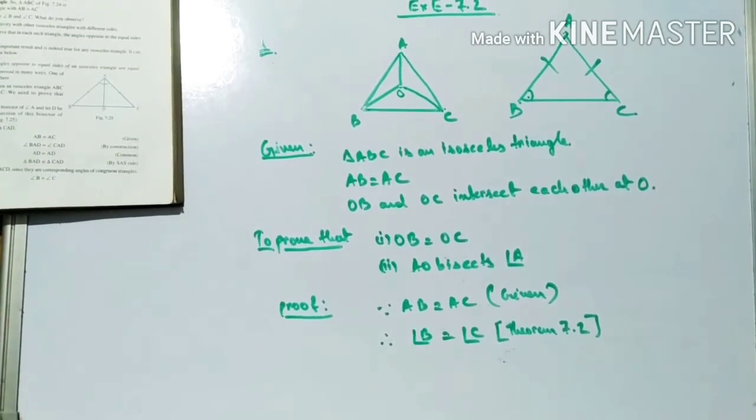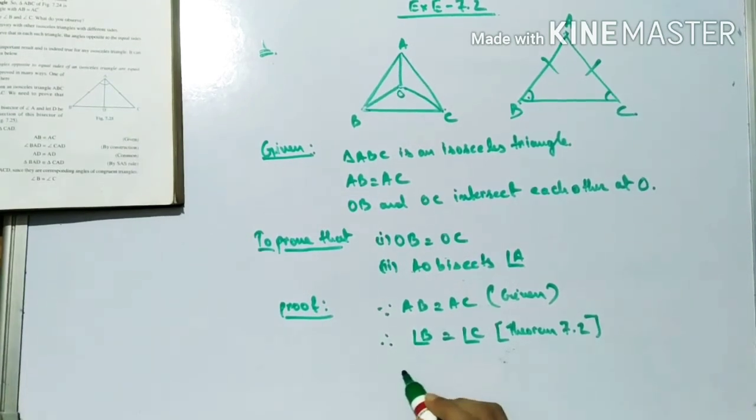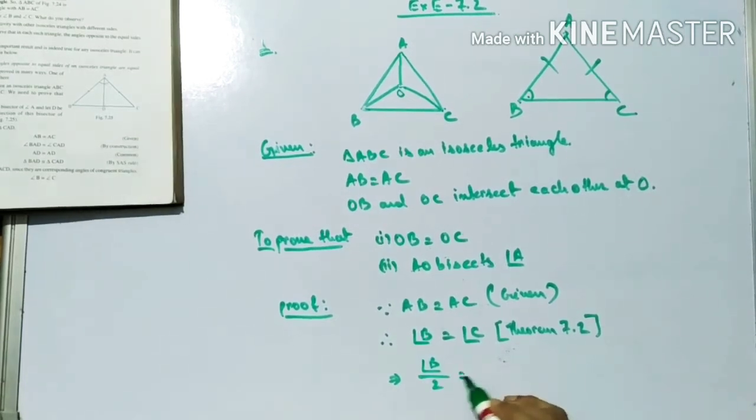Understand? Now what I will do, I will divide by 2: angle B by 2 will be equal to angle C by 2.